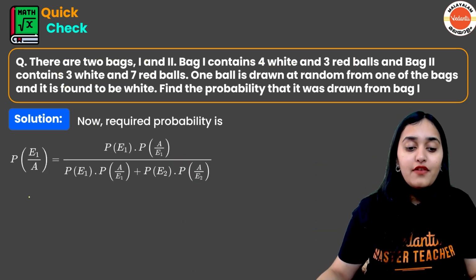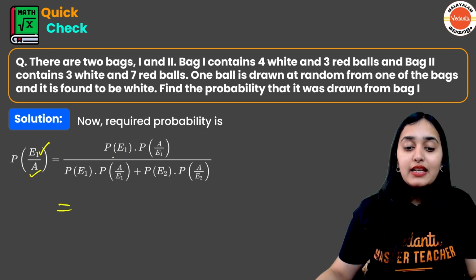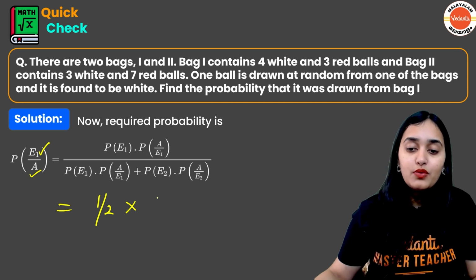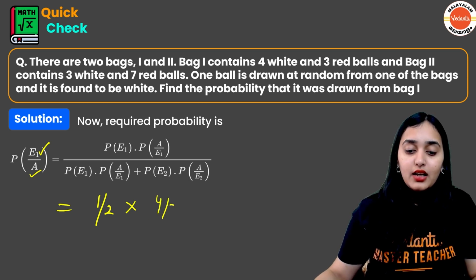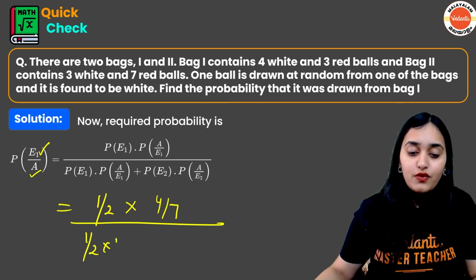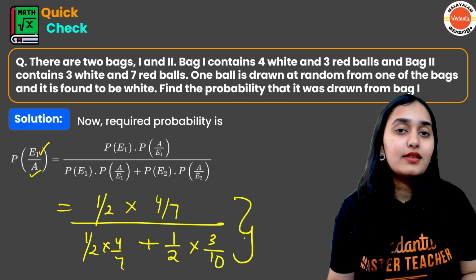So probability of getting bag number 1 when white ball is chosen is probability of getting bag number 1 multiplied with probability of choosing a white ball given bag number 1 is chosen, upon half into 4 by 7 plus half into 3 by 10. Just solve this and you get your answer.